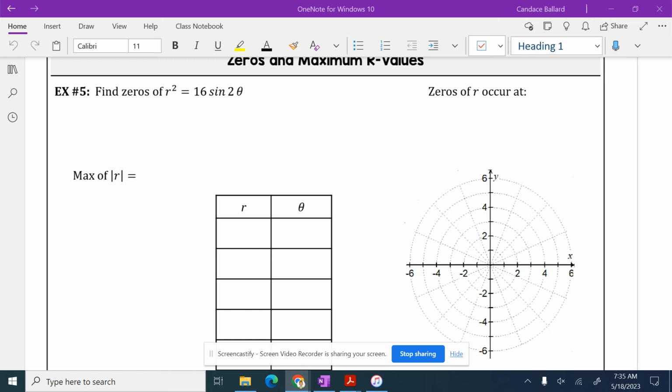Okie dokie. Let's see who we got. Okay, so let's do this.